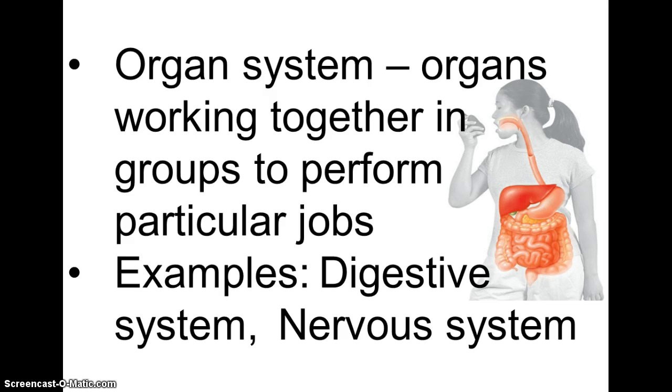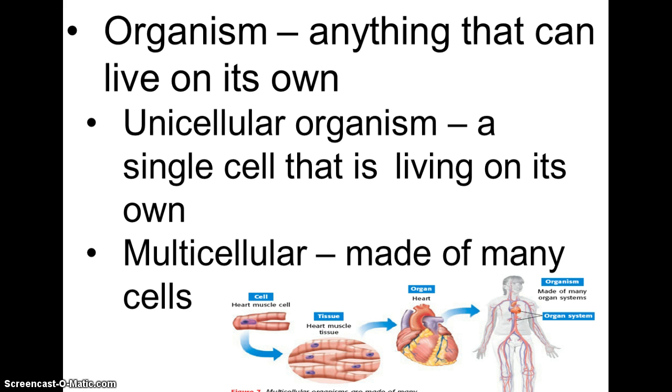And sometimes it's also just called a system instead of just organ system. Examples of that are your digestive system and your nervous system, your circulatory system. There's lots of those. And then an organism is anything that can live on its own.